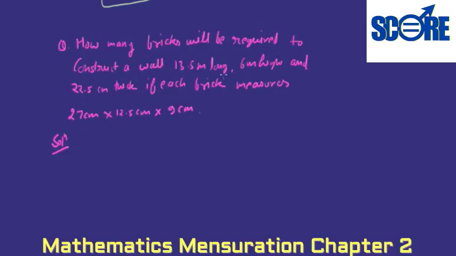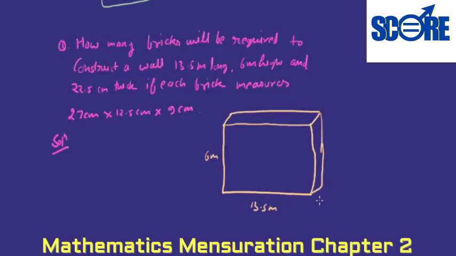If we construct the wall with the help of bricks and the brick dimensions are given to us, now with the help of these bricks you have to construct a wall. Let's draw the picture of it, that can be easily understood then. First of all we draw a wall. It is given that the wall is 13.5 meter long, 6 meter high, and only 22.5 centimeter thick. See the unit carefully, that is 22.5 centimeter.